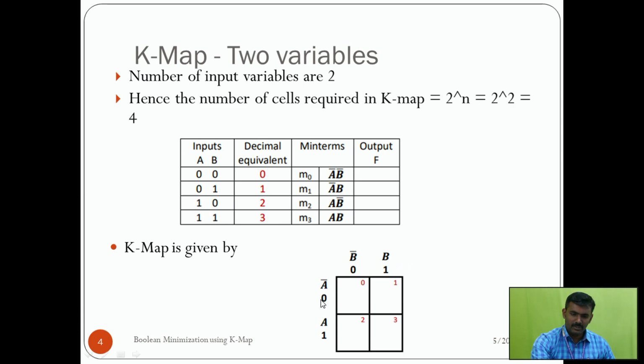If A equals 0 and B equals 0, this cell produces the 0th minterm. Similarly, A equals 0, B equals 1 gives minterm 1. When A equals 1, B equals 0, the cell provides minterm 2, and A equals 1, B equals 1 provides minterm 3. Suppose we want to simplify a Boolean expression: first we need to convert it into standard SOP format, represent it as a sum of minterms, and finally mark all those minterms in this box, so that we can easily simplify it.